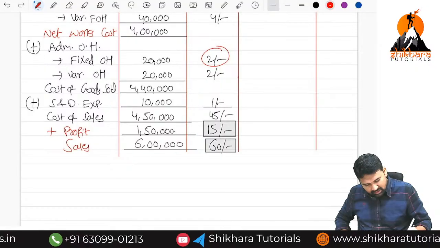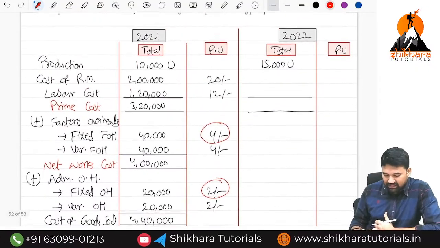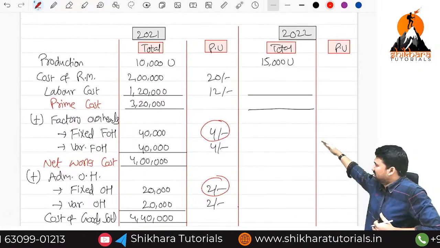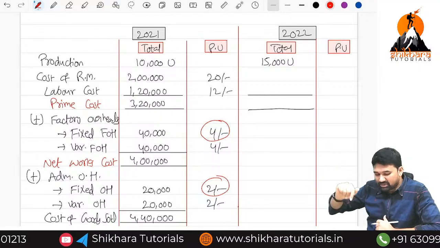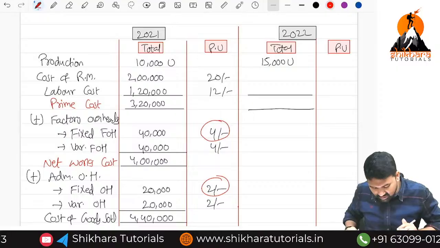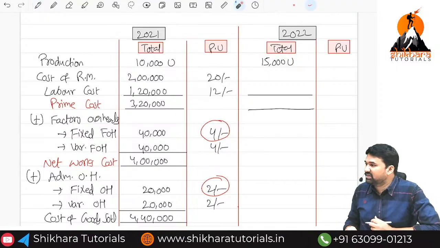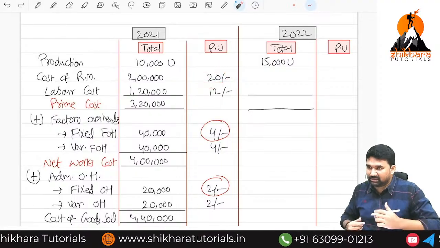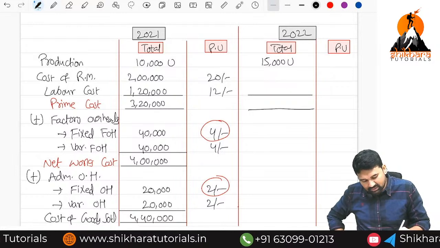And now what we are supposed to do is calculate everything for 2022. Now it is very easy. Why? Because each and every piece of data is ready here. We'll simply calculate. Okay. Everybody must participate. Listen carefully. How many units is he producing? 15,000 units. Cost per unit, calculate. 15,000 into 20, how much? 3 lakhs. Very good.